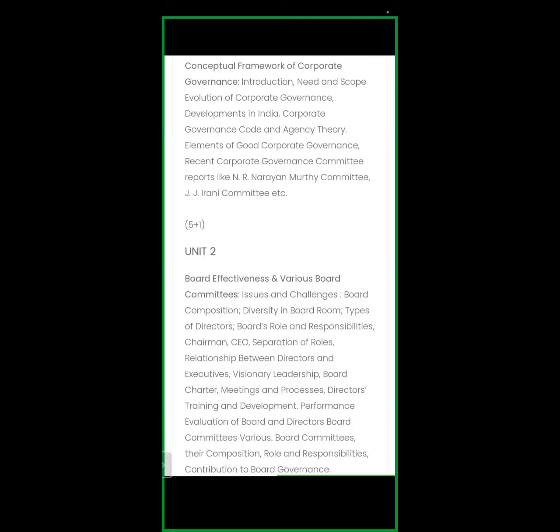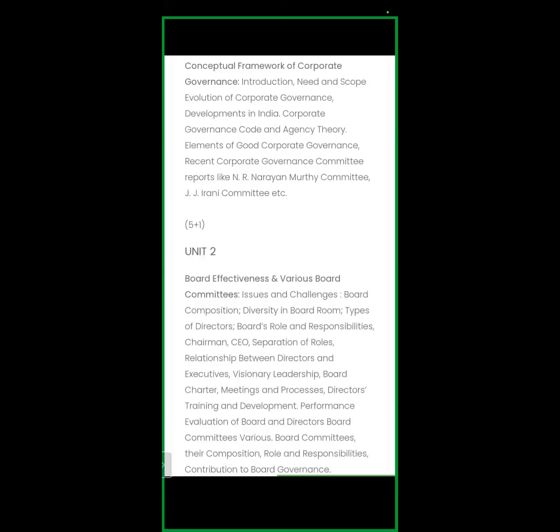To avoid that, what are the elements of good corporate governance? How these frauds or this misappropriations can be avoided, that we will be discussing in the elements of good corporate governance.